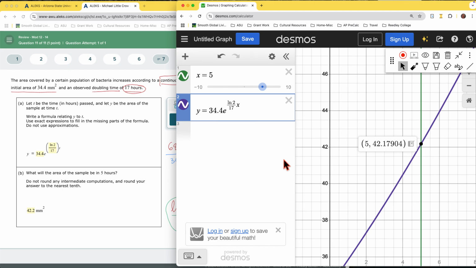Again, just the more you do these things in multiple ways, the deeper your understanding is going to be. But again, on the test, just use what feels best to you.